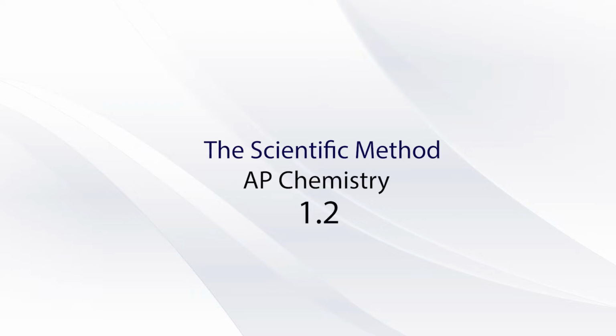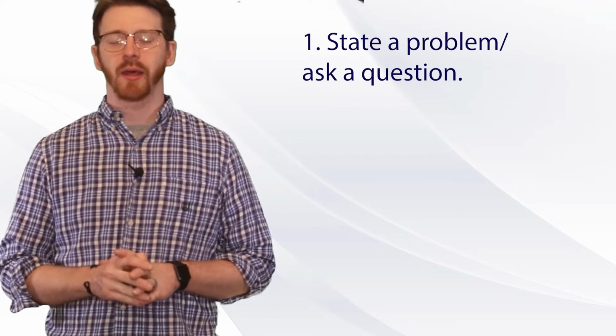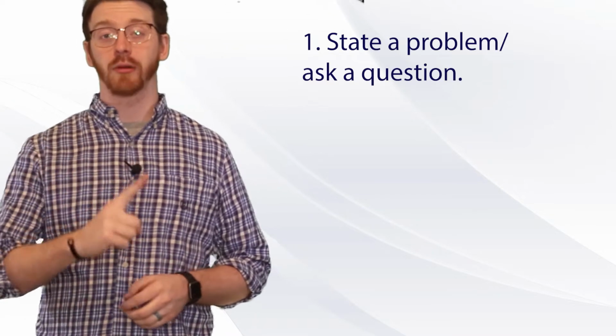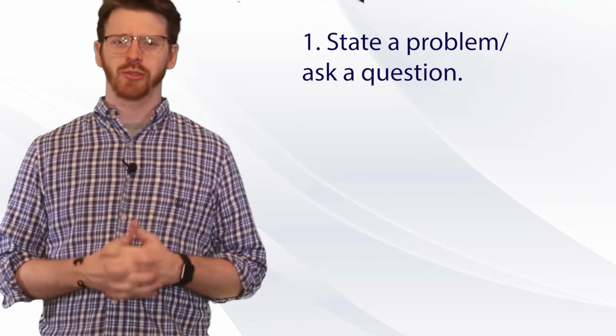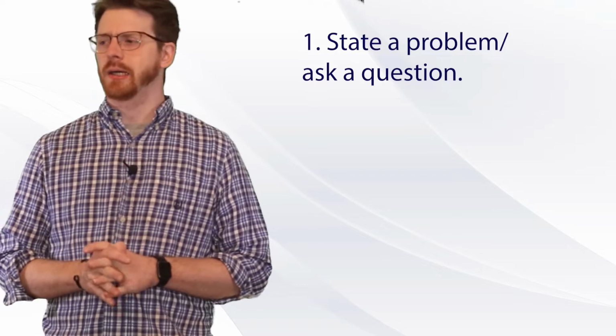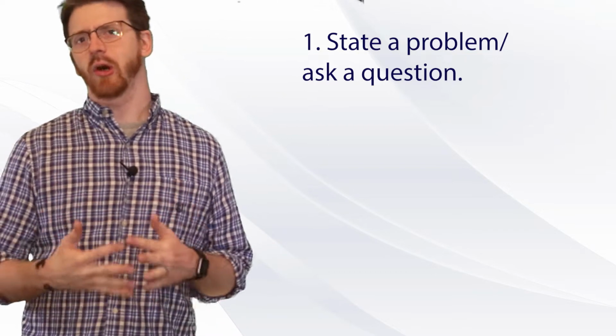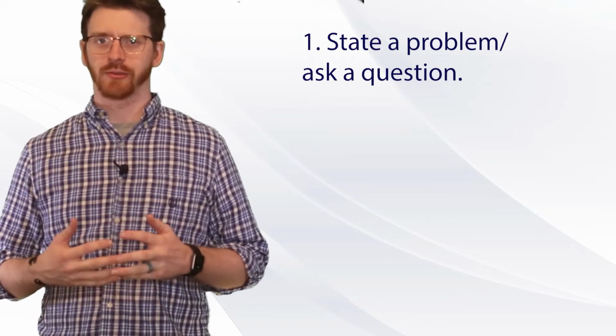Now, there are a bunch of steps to the scientific method, and the scientific method can look kind of different depending on who you're talking to. But we're going to talk about the main steps. The first thing that you need to do when using the scientific method is you need to state a problem. You need to answer a question. Why is this doing this? What's causing this to happen? You want to find an answer.